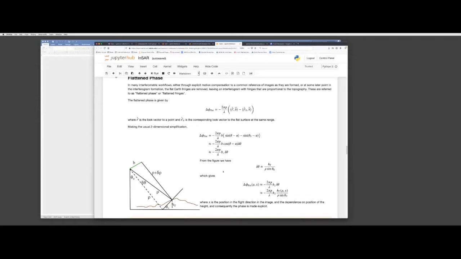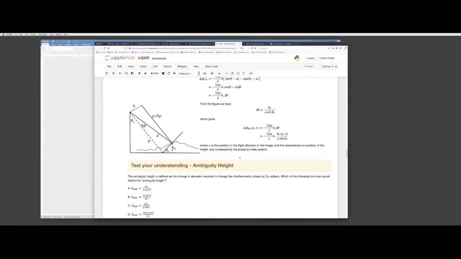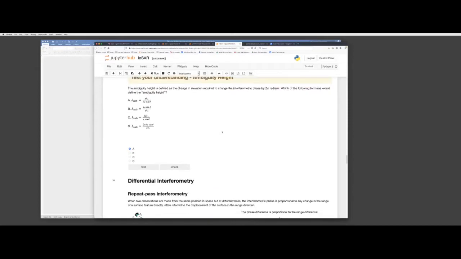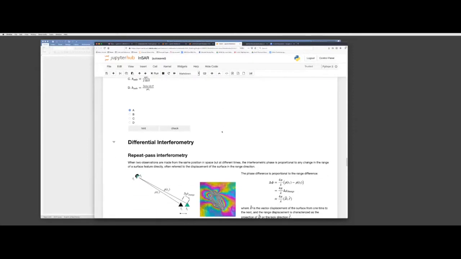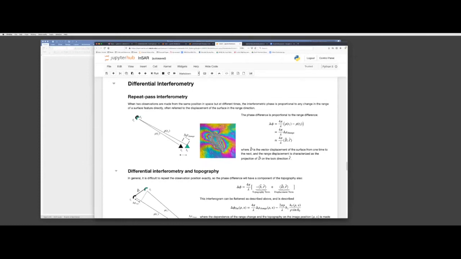These are all approximations, and the details, if you're actually doing topographic mapping, need to be explored in the literature. There's lots of literature on this topic. But this gives you the heuristic feeling for what the phase actually means. There's a convenient term called the ambiguity height, which characterizes the variability of phase with height. I'll let you do that as an exercise. And we will move on now to what is most relevant for this class, which is differential interferometry, or repeat pass interferometry.